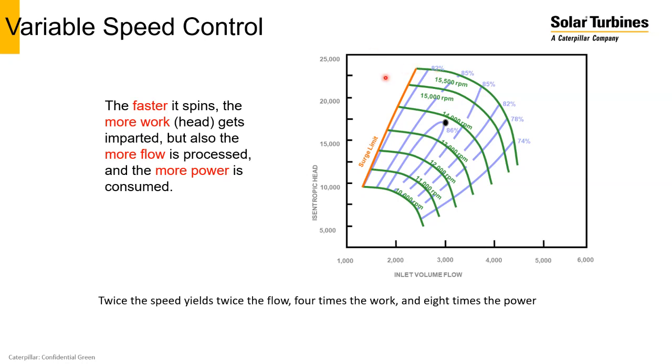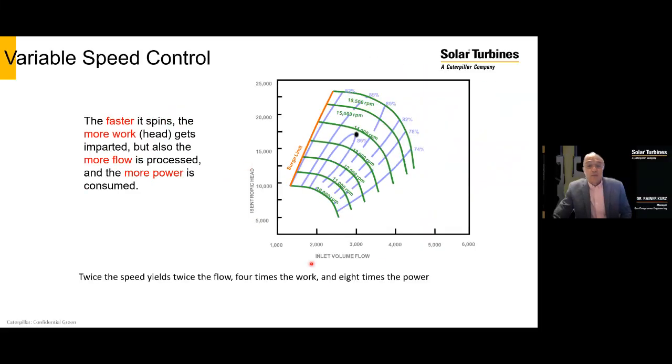And the map that you see here, which shows isentropic head versus actual inlet flow, is basically a map that shows how the machine behaves at different operating speeds, and also shows how the efficiency of the machine changes for different operating points. But in general terms, the faster you spin it, the more work you get imparted, but also the more flow goes through the machine.